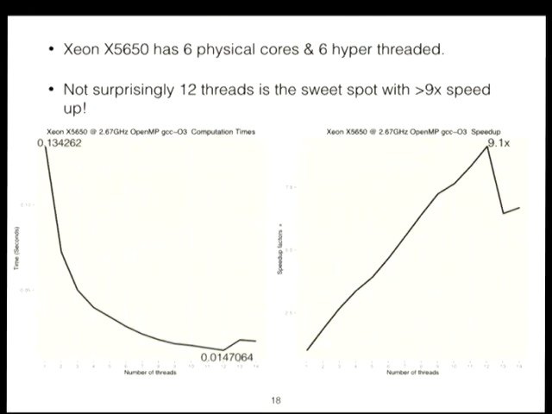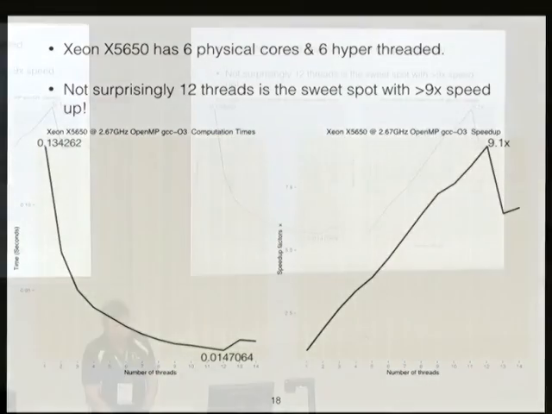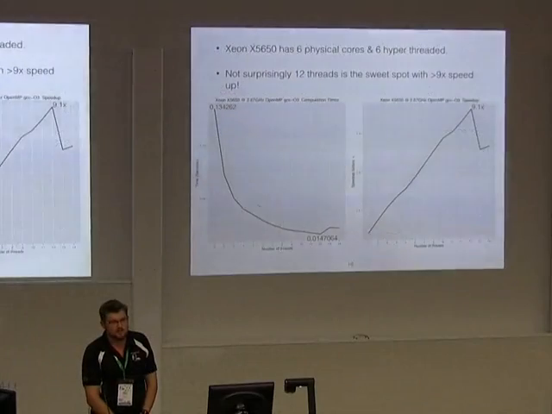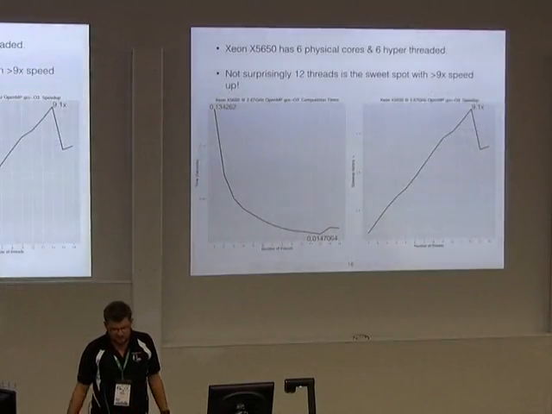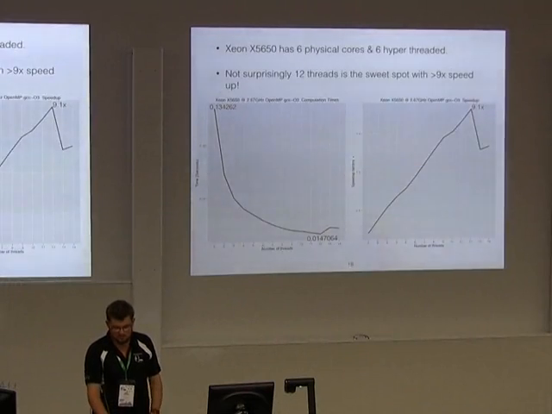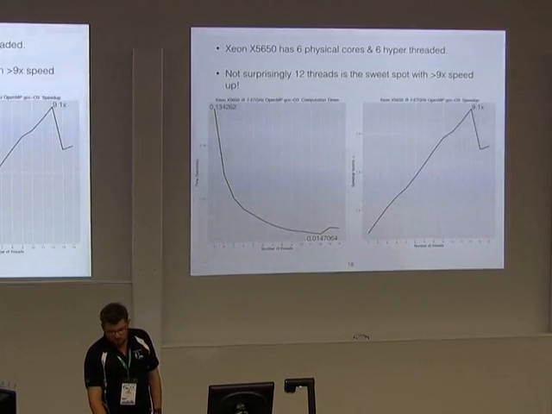Okay. So our signal is 128 points long, and this is on a Xeon X5650. It has 6 physical cores and 6 hyper-threaded cores, and it's not surprising we see the sweet spot is about 12 threads. So 12 OpenMP threads maps to 12 cores on this Intel processor. So it's not about 9 times faster.